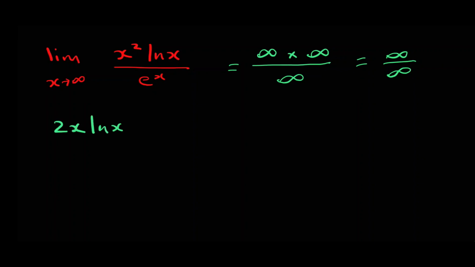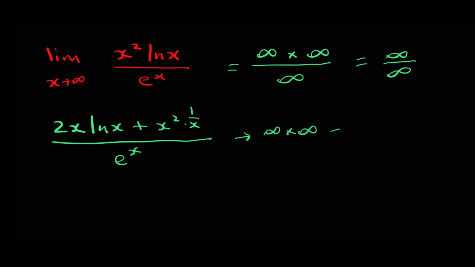and that's going to give us 2x ln x plus x squared times 1 on x. And the derivative of e to the power of x is just e to the power of x. So now if we try basic substitution again, we're going to get infinity times infinity over infinity. Plus x squared times 1 on x is just the same as x. So infinity over infinity again.